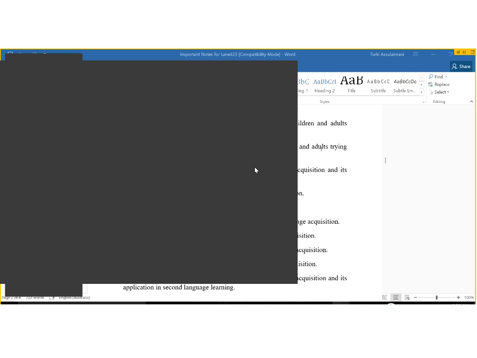In the second line, at the end of the second line, exposure to modified or adapted input. Modified, changed. When you change the way you talk to make yourself easier to understand, to make yourself comprehensible or understood. The adjusted speech style called child-directed speech, which we talked about in the previous lecture in first language acquisition, has sometimes been called foreigner talk or teacher talk for adults.